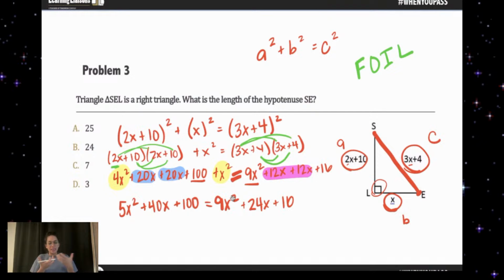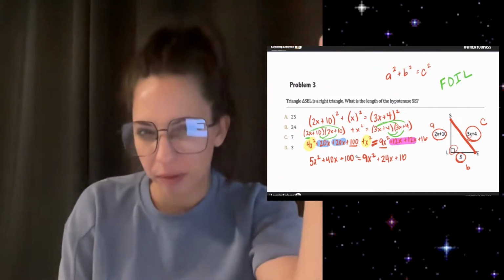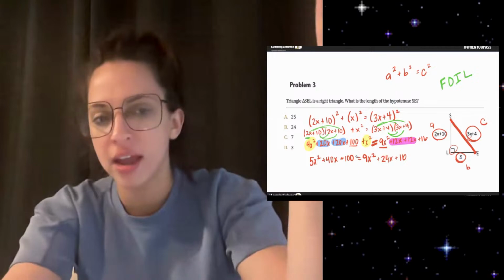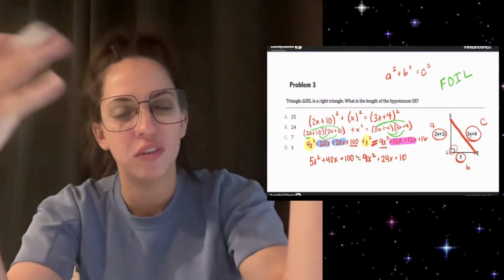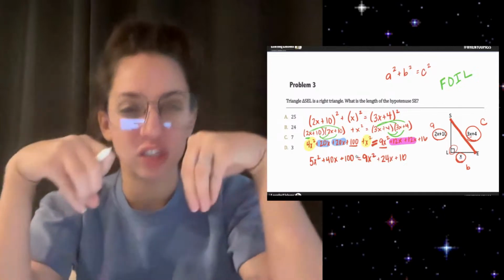But now I need to get everything to one side. And you're thinking to yourself, Amy, whoa, in the first problem we did tonight, you wanted to get the x's on one side and the non-x's on one side. Why are you now moving everything to one side? Because I can already see that this is a quadratic.